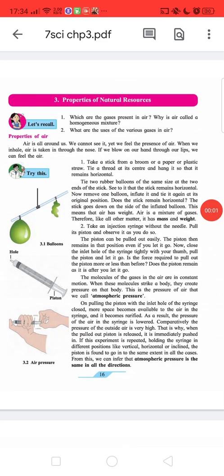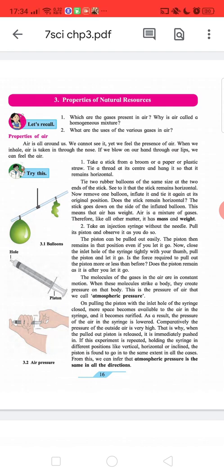Hello, friends. So, today we're going to discuss Class 7th Science, Chapter 3, Properties of Natural Resources. Let's recall. 1. What are the gases present in air? Why is air called a homogeneous mixture? 2. What are the uses of the various gases in air?